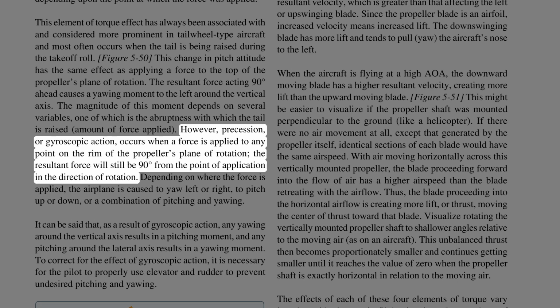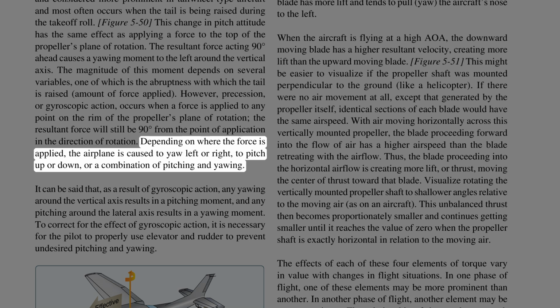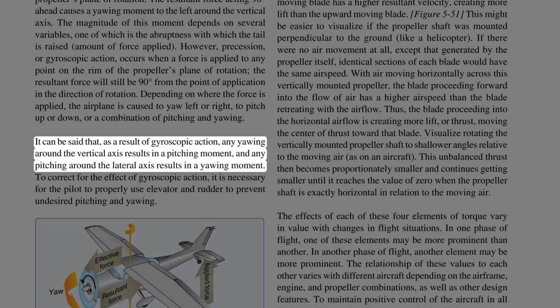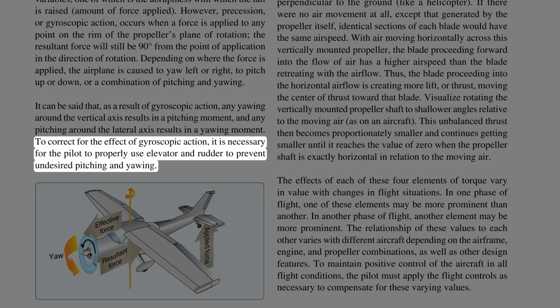However, precession, or gyroscopic action, occurs when a force is applied to any point on the rim of the propeller's plane of rotation. The resultant force will still be 90 degrees from the point of application in the direction of rotation. Depending on where the force is applied, the airplane is caused to yaw left or right, to pitch up or down, or a combination of pitching and yawing. It can be said that, as a result of gyroscopic action, any yawing around the vertical axis results in a pitching moment, and any pitching around the lateral axis results in a yawing moment. To correct for the effect of gyroscopic action, it is necessary for the pilot to properly use elevator and rudder to prevent undesired pitching and yawing.